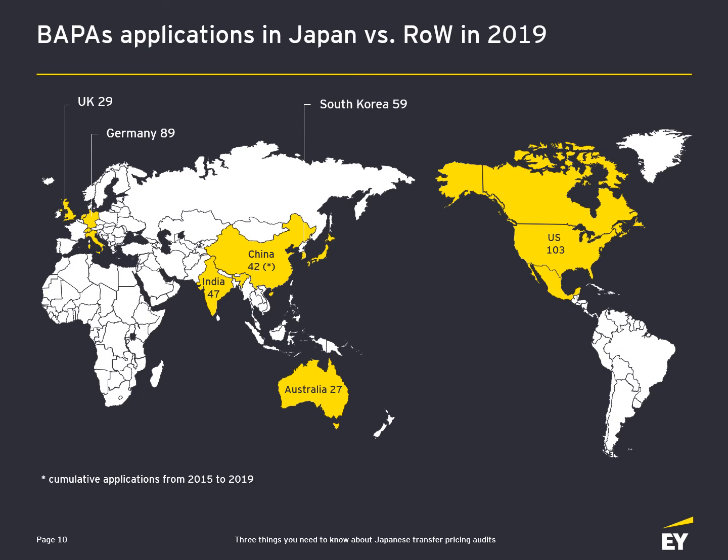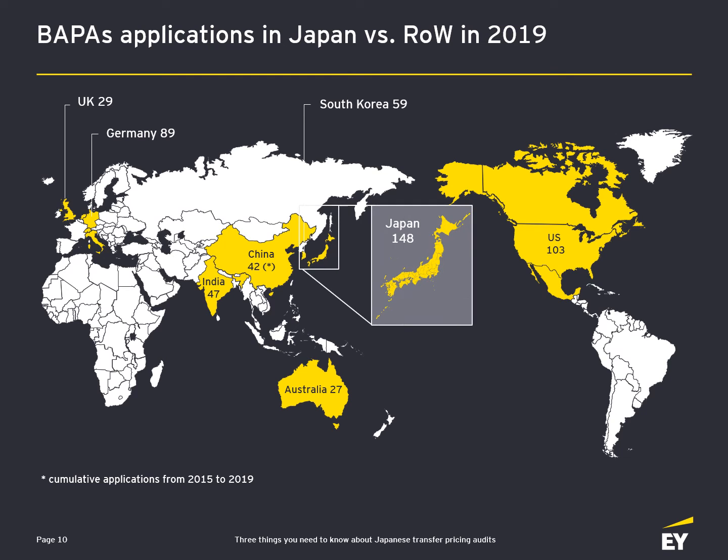To put the popularity in a global context, in 2019 there were 148 applications in Japan, which is higher than any other country.